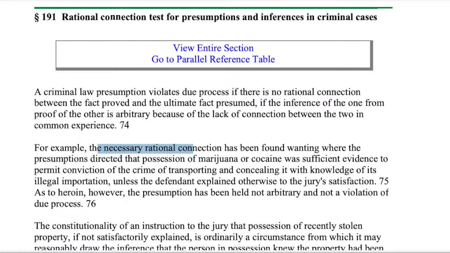Look at this. The necessary rational connection has been found wanting where the presumptions directed that the possession of marijuana or cocaine was sufficient to permit conviction of transporting and concealing it with knowledge of its illegal importation, unless the defendant explained otherwise to the jury's satisfaction. Oh, okay, I see here.